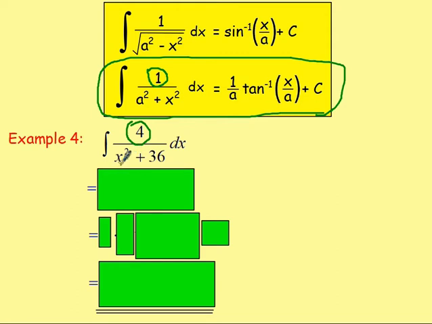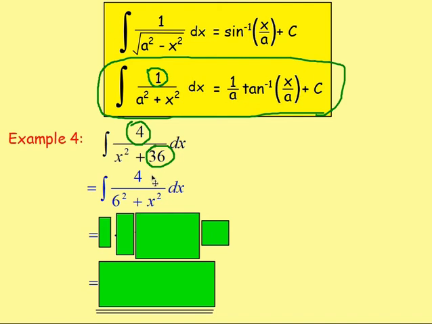Look down at the bottom row, there's an x squared plus 36. Well, I really need it in the form of something squared plus x squared. But I know that that's just flipped around, and really 36 is the same as 6 squared. So I could write that just as easily as 4, because I'm not doing anything with that, over, and then x squared add 36 is the same as 36 add x squared, which will become 6 squared add x squared.